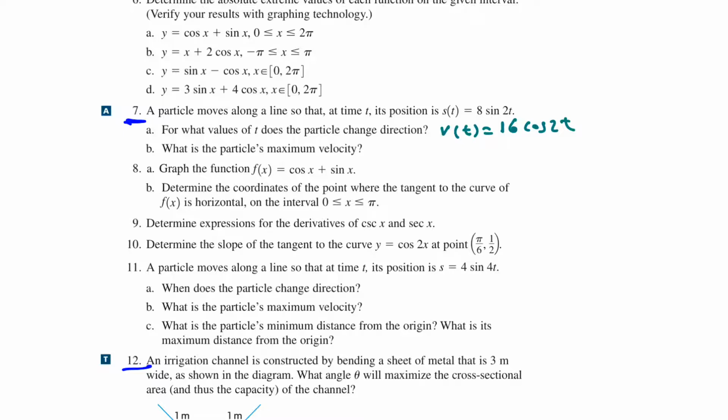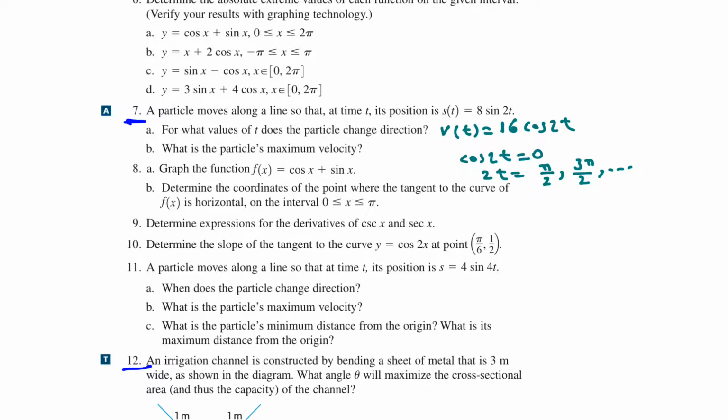If you set velocity to 0, cos of 2t would be 0. This means 2t is pi over 2, 3 pi over 2, 5 pi over 2, and so on. Therefore, t would be pi over 4, 3 pi over 4, and so on.